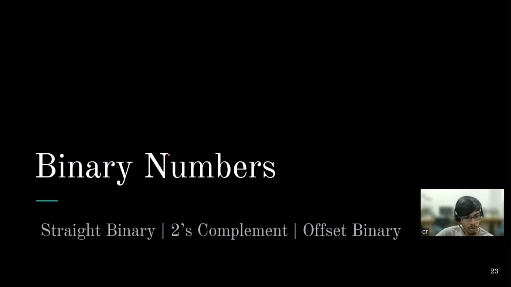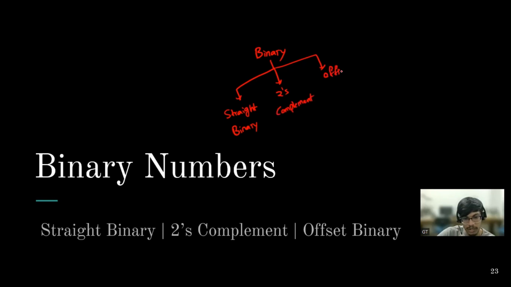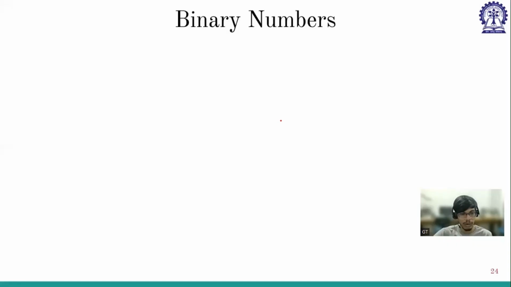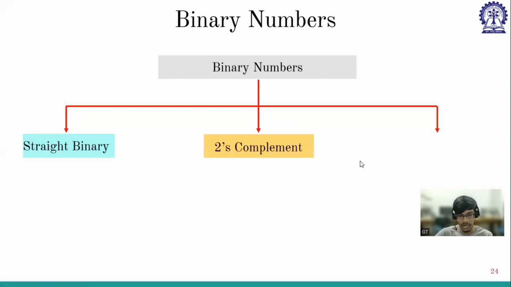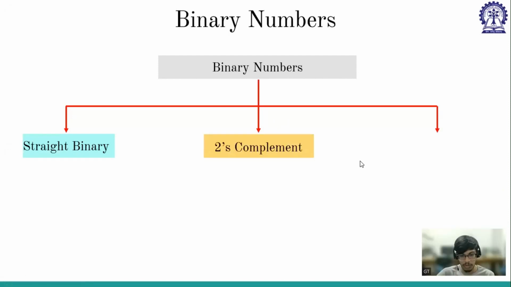Now we'll go into binary numbers. You might have studied binary numbers in your C. There are three ways of representing a binary number: straight binary, another one is 2's complement, and the other one is offset binary. So let us go into the details. Binary numbers are of three types: straight binary, 2's complement, and offset binary.